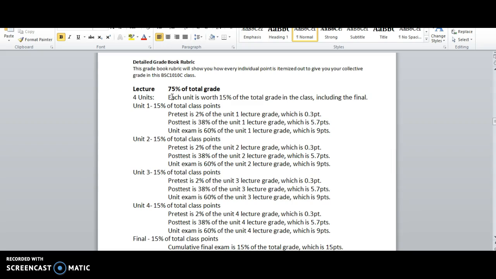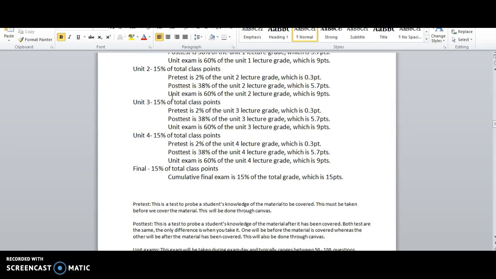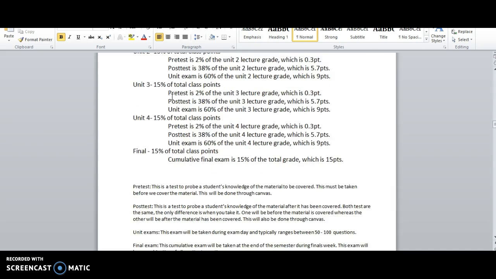Detailed grade rubric. Again, the lecture class is worth 75%, and this is how it is broken down. We have 4 units and a final exam. Each unit is worth 15%. We have within each unit a pretest and a post-test. Pretest is worth 2%. The post-test is worth 38%. And the unit exam for that unit is worth 60%. The final exam, again, is worth 15%.